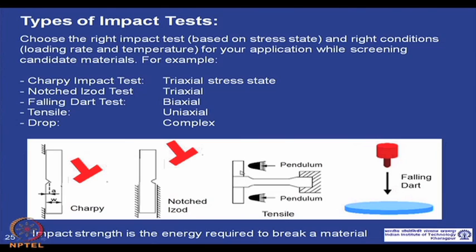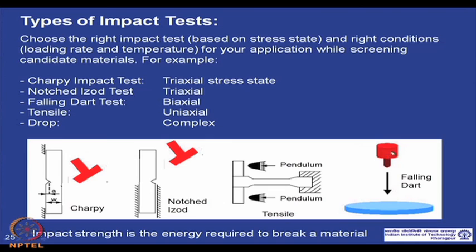In case of tensile testing, a tensile bar, a dog bone type specimen or a dumbbell shaped specimen, is fixed on one side, and on another side a pendulum hits and hammers from both sides. So, actually the deformation or the strain happens in a tensile way, in a longitudinal way, uniaxial. It is a uniaxial test. The only difference between this and a tensile stress strain test is that here the strain or the stress is applied at a much higher rate. So, the amount of energy required to break this bar is called impact strength.